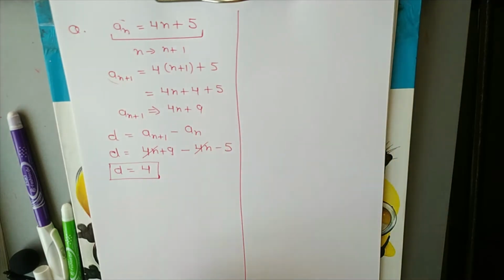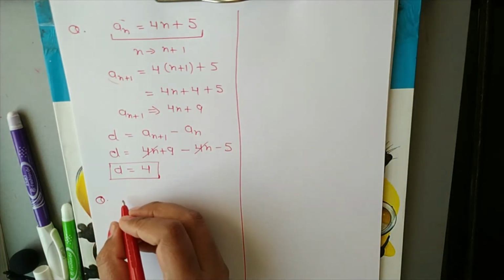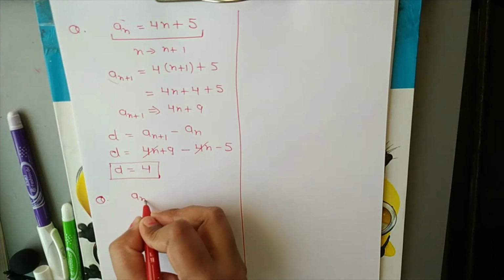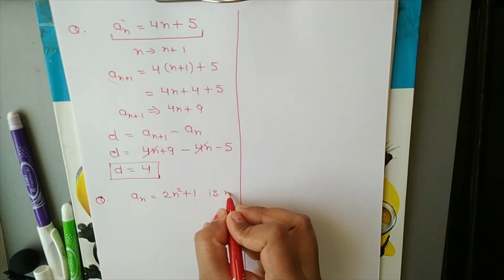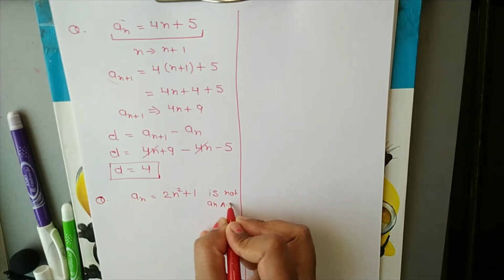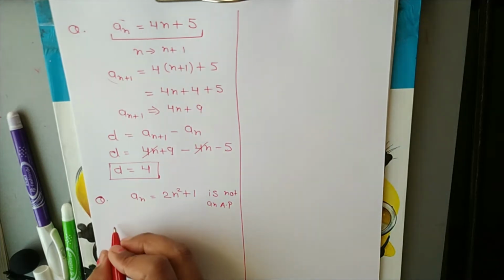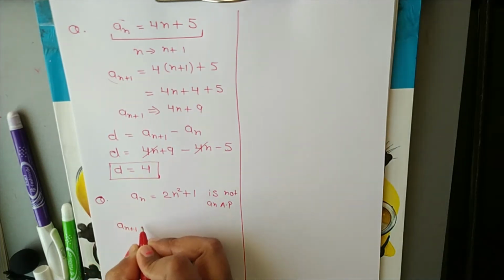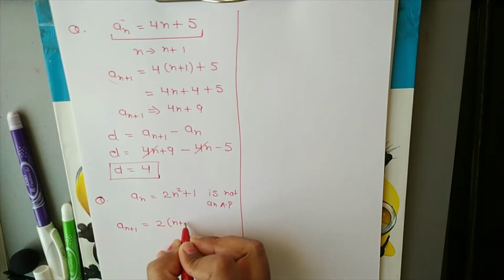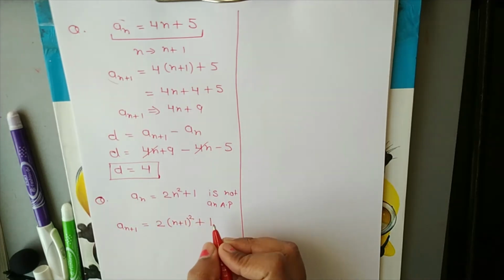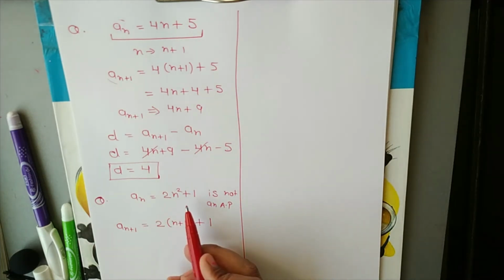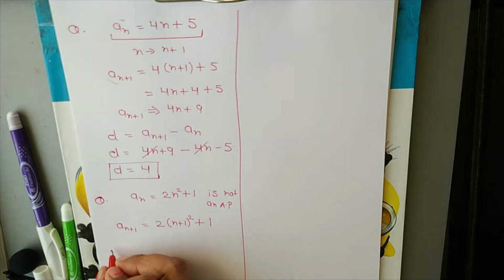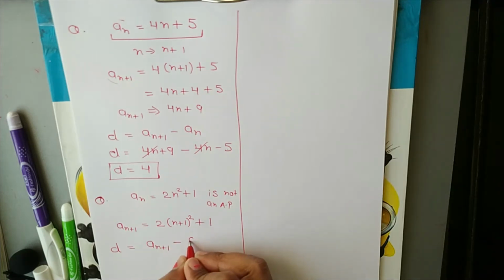Now move on to the next question. Show that the sequence defined by an equals 2n square plus 1 is not an AP. We follow the same procedure. We have to find an plus 1, that is 2 times n plus 1 whole square plus 1. If the common difference depends on n, it means this series is not an AP. So we have to find the common difference, an plus 1 minus an.